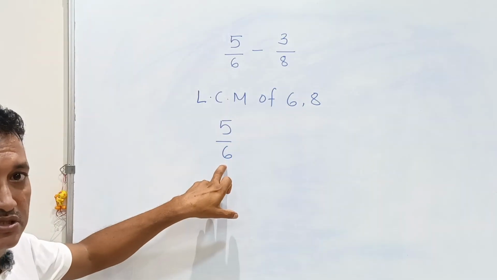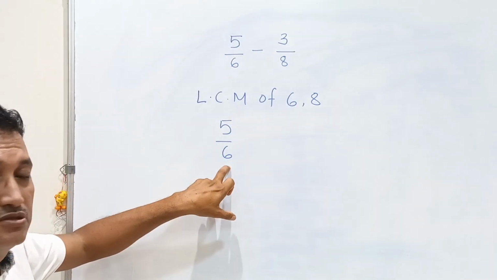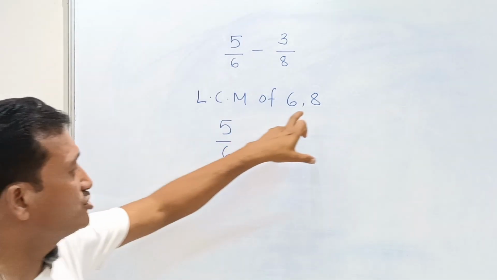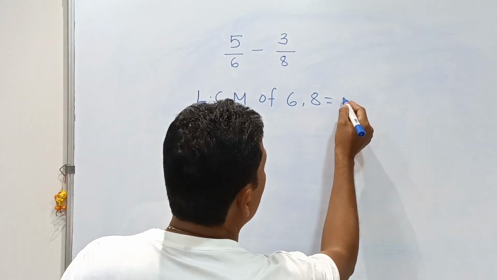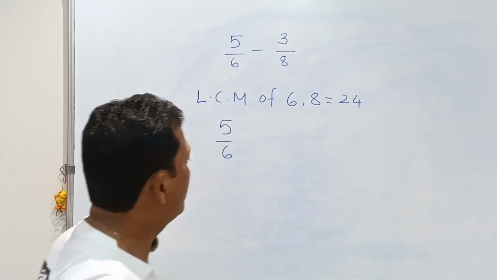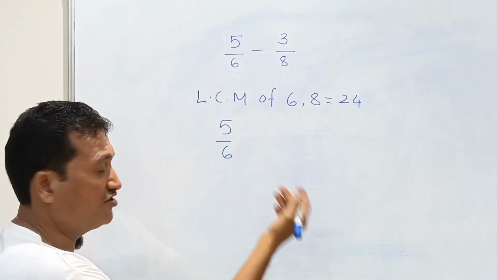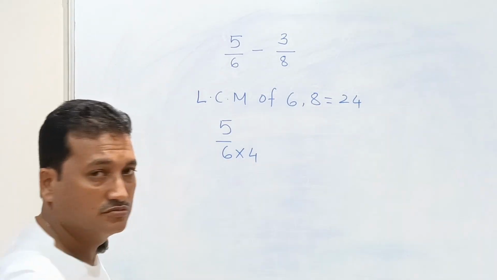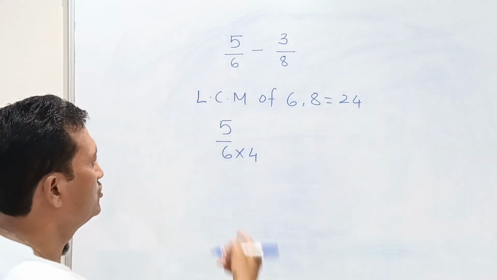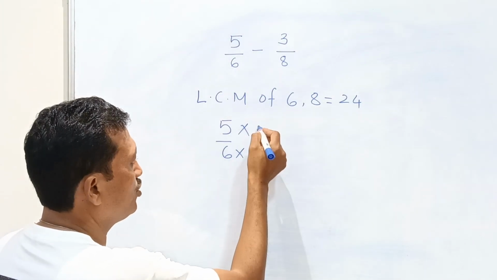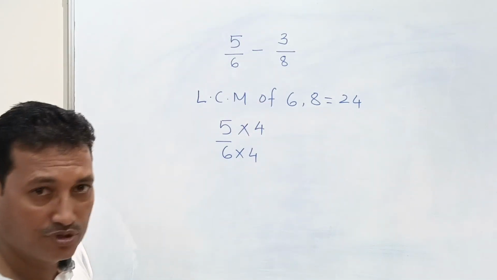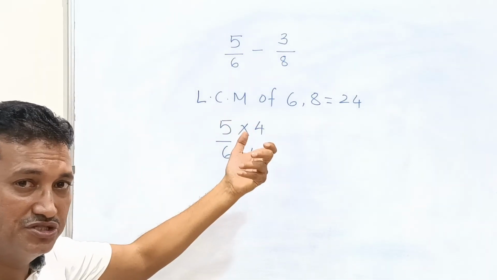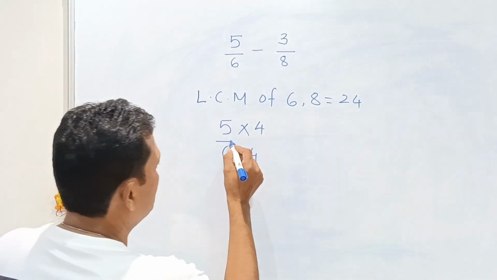I want to make this denominator 24. The 6 I want to convert into 24. Why 24? Because the LCM of 6 and 8 is 24. So I need to multiply 6 by a specific number. If you multiply 6 by 4, 6 times 4 is 24. So similarly, the numerator should also be multiplied by 4. If you make any change to the denominator, the numerator also changes in the same way.